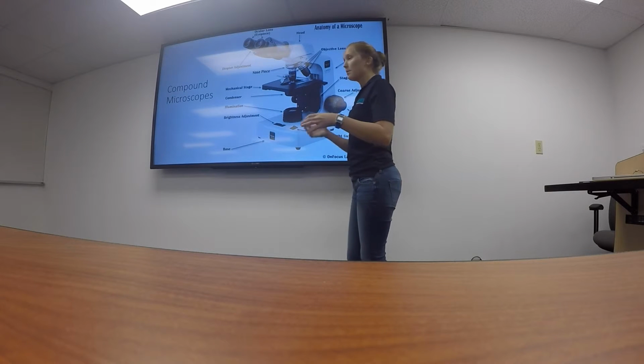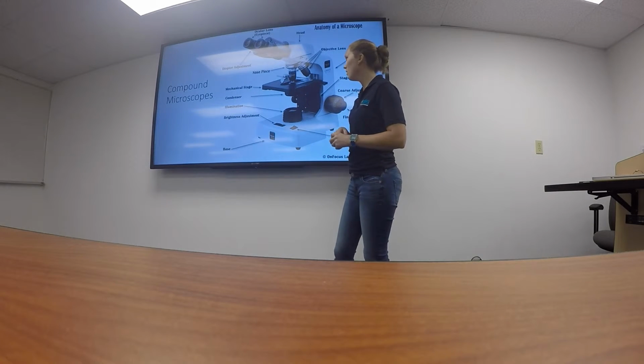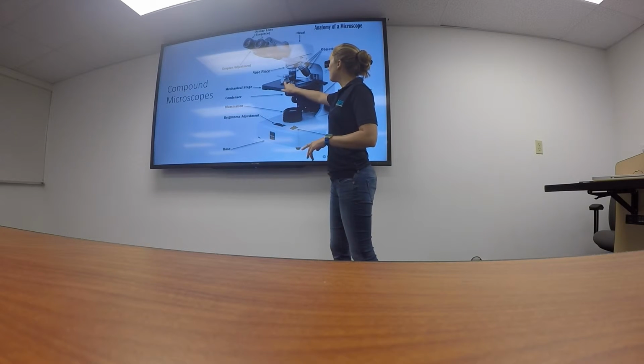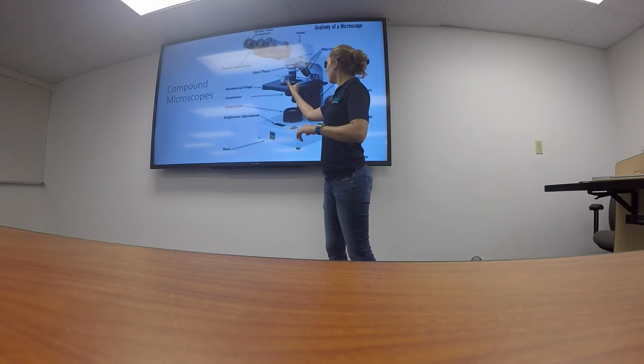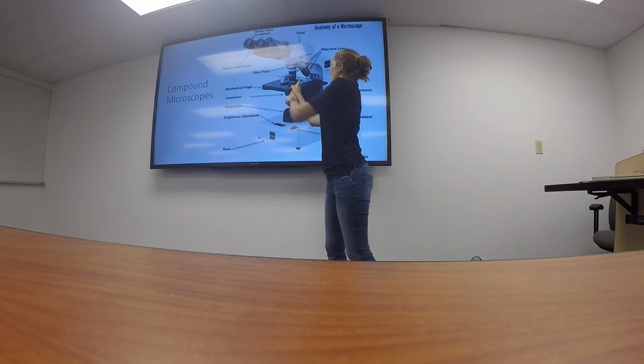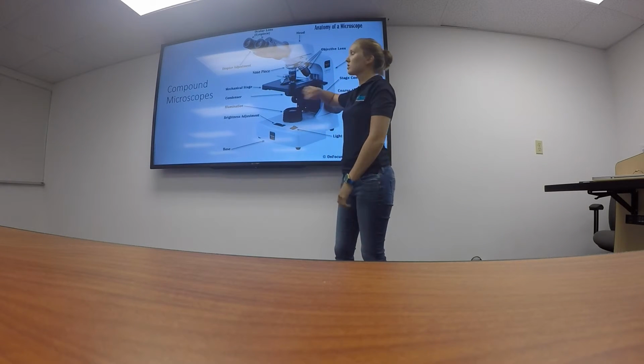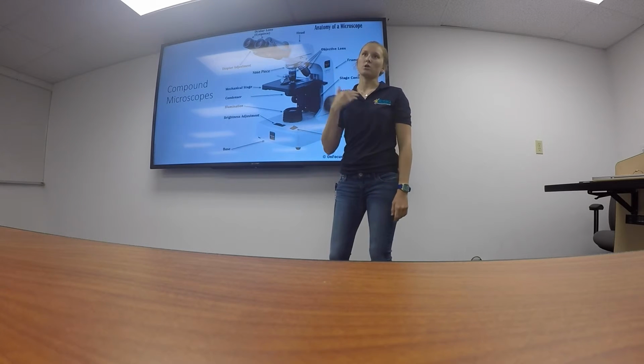So a tip that we're going to learn today when we do our first exercise with the letter E, which is in our lab manual: we're going to put it on our stage with these clips right here. You can spread them apart or squeeze this right here to open them. Put the slide down. We're going to start with our lowest magnification, and you're going to work your way up.